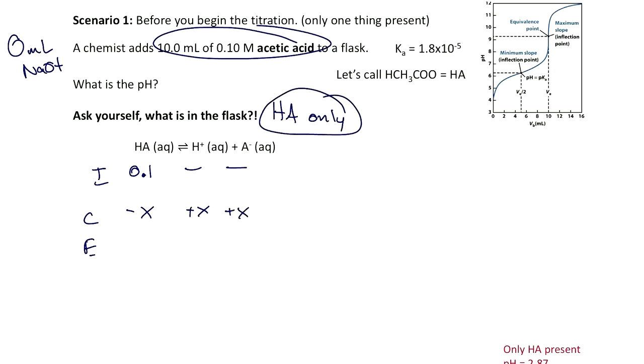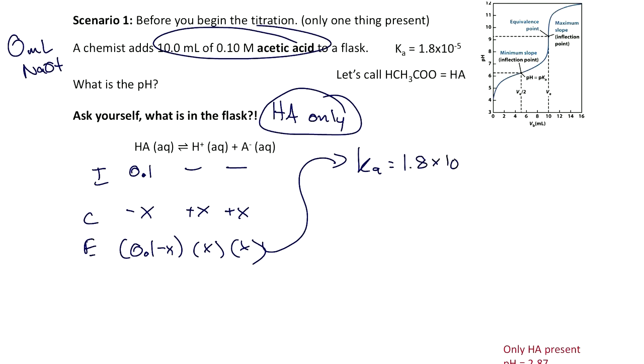Plus x, then we have 0.1 minus x, x. Equilibrium line goes into Ka. I tell you for acetic acid, Ka is 1.8 times 10 to the negative 5. So that equals x squared over 0.1 minus x. Can you solve that? Yeah, but do you want to do the quadratic? No. So let's just get rid of that minus x. And so we see x squared, or x, once you make that approximation, is 1.8 e negative 5 times 0.1, square root. X is 0.00134 molarity, but molarity of what?